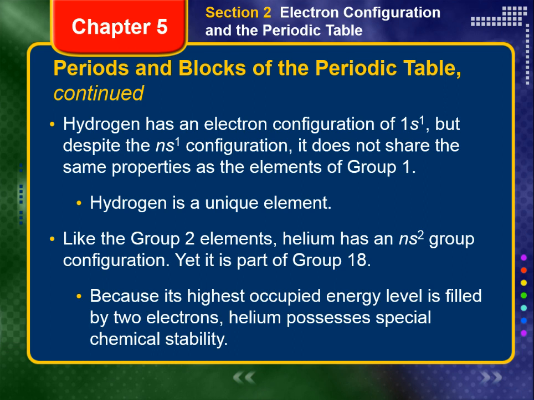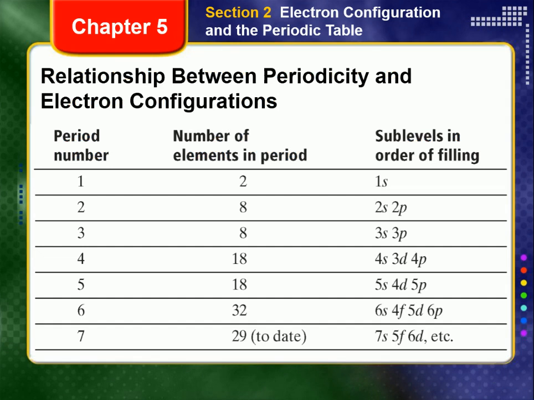Like the group 2 elements, helium has an ns2 group configuration, yet it is part of group 18. Because its highest occupied energy level is filled by 2 electrons, helium possesses a special chemical stability, exhibiting the unreactive nature of the group 18 elements. By contrast, the group 2 metals have no special stability. Their highest occupied energy levels are not filled because each metal has an empty available p sublevel.